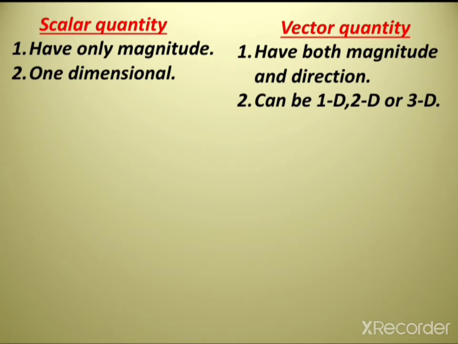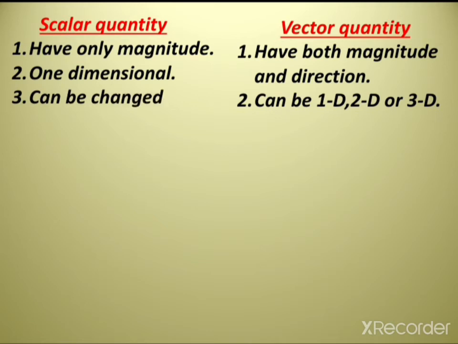Again, a vector can be three dimensional. One example of a three-dimensional vector is the unit vector. Okay, a unit vector is a vector which has the value 1, and these unit vectors are only used to specify the direction of a vector. So that means what? Vector quantities can be one-dimensional, two-dimensional or three-dimensional.